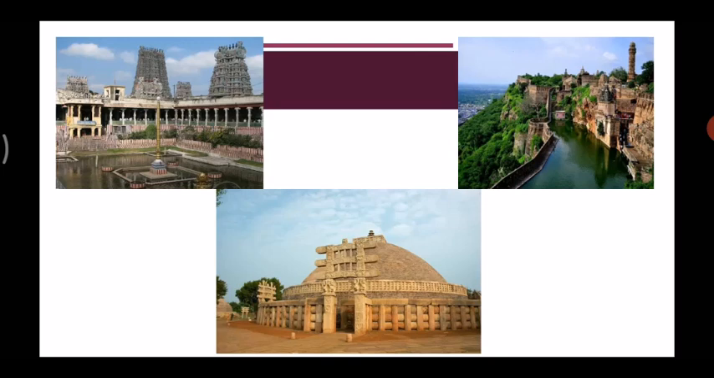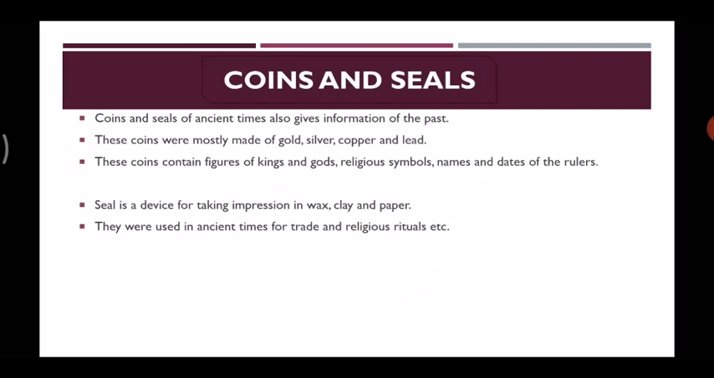Okay, let's move forward. The last one is coins and seals. Now, coins and seals of ancient times also give information about the past. And these coins were mostly made of gold, silver, copper, and lead. Now, as you all know, our coins, the Indian rupees, were also made of gold and silver before, but now they are not. These coins contain figures of kings.